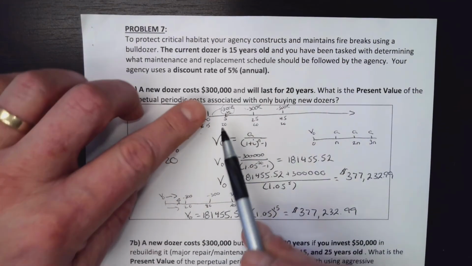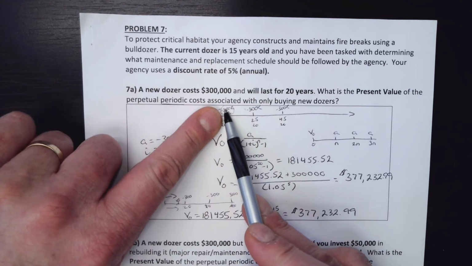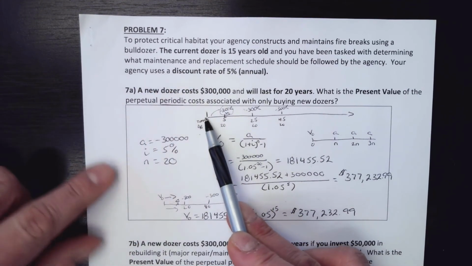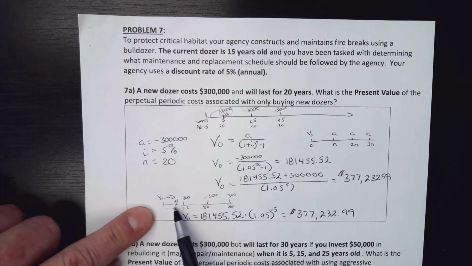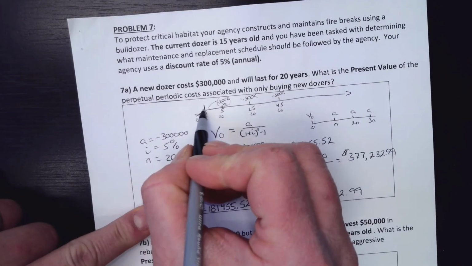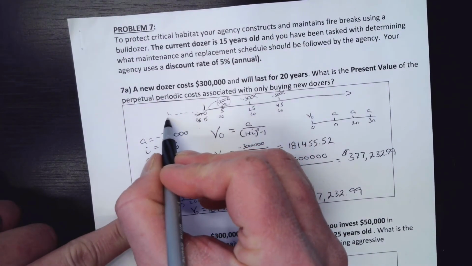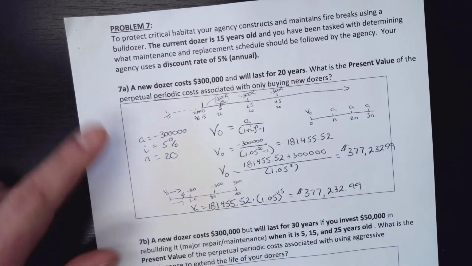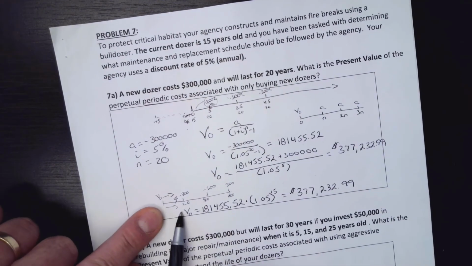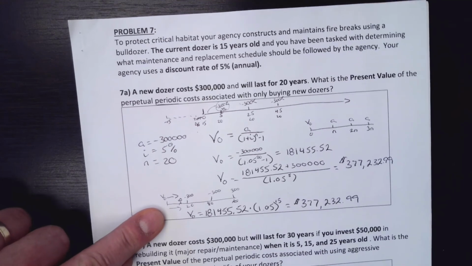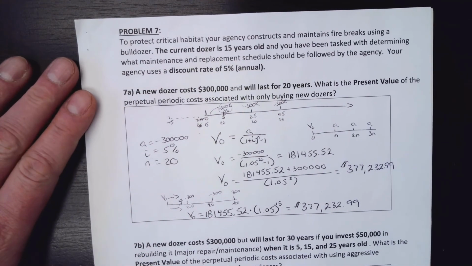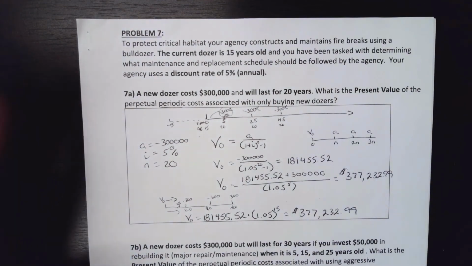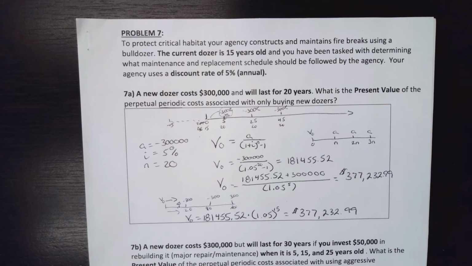So you can assume that it solves to here. I have to add that 300 on and move it back 5 years. Or you can apply it, assume that it's solved. If we did it on our point, it would be up here, back negative 15, right? So that's this one, and then we slid it forward 15 years. Either way we do it, we get 377,232.99. So I'll post another video with 7B. It's got another step to it. So see you then.